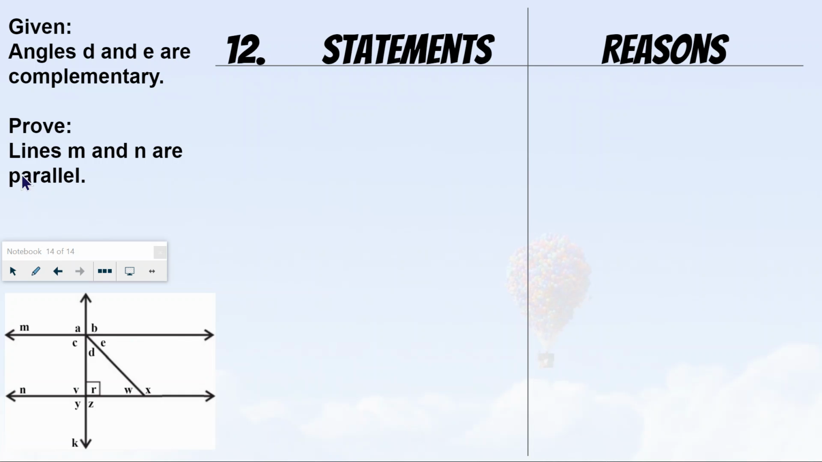Alright, in this problem, we're trying to prove that lines M and N are parallel. We're trying to prove that that line is parallel to that, and we're given that D and E are complementary angles. So, angle D and angle E are complementary.